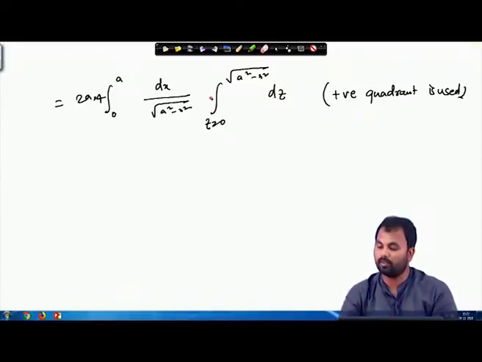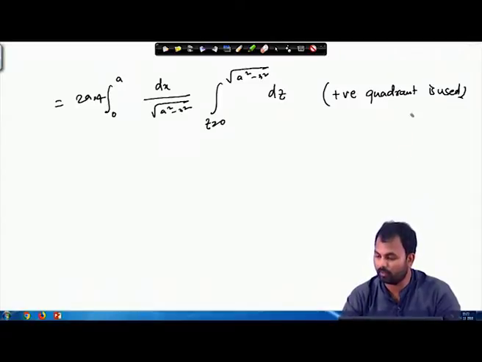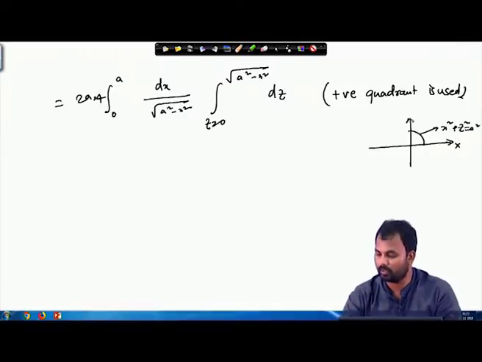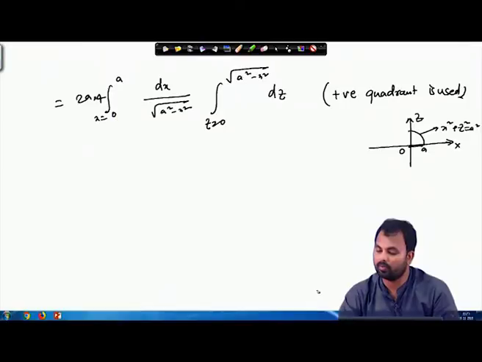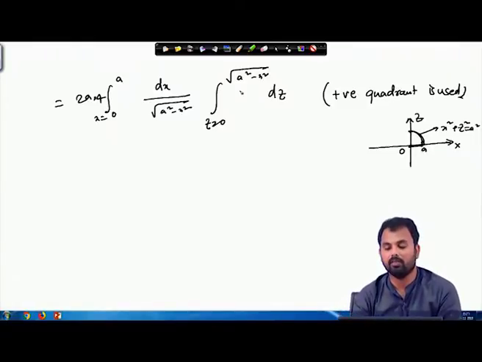So, this is also convenient because now we are only focused on the first quadrant, and in the first quadrant, if we draw the curve like this, this is our first quadrant, and that is the equation of this circle, let us say. So, x plane and z plane. In the first quadrant x is varying from 0 to a. So, this is our x limit, and then z will vary from 0 to the square root of a square minus x square. That is what we have written as the limit of z.